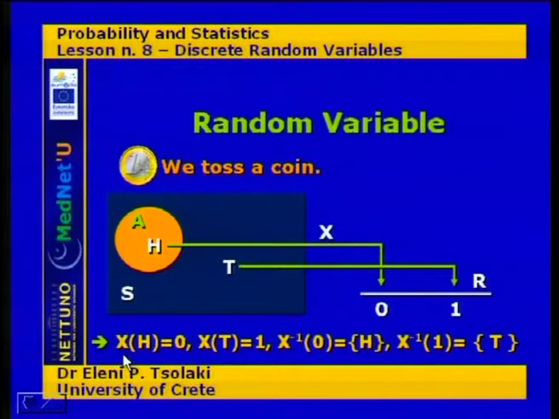So x of h here will be 0, x of t is 1, and the number 0 is sent back through x to an event in the sample space, as well as number 1 is sent back to an event in the sample space.